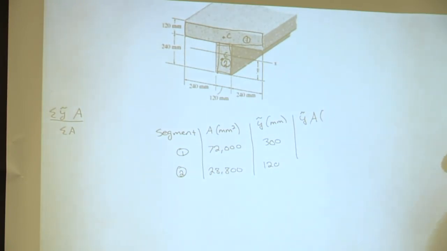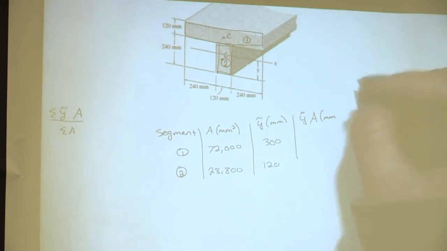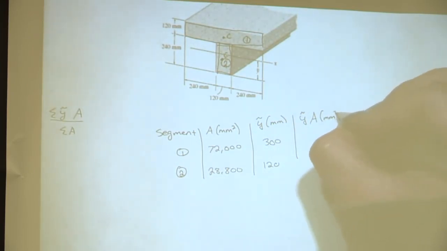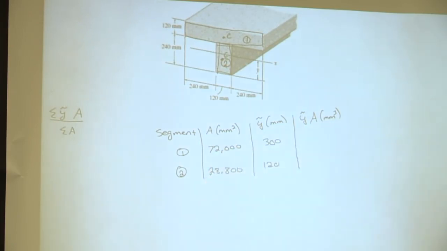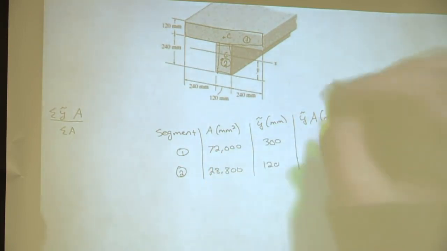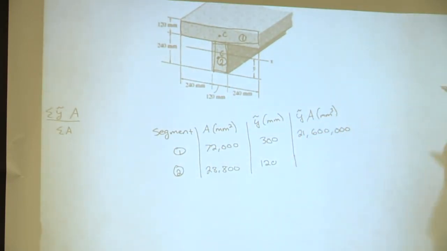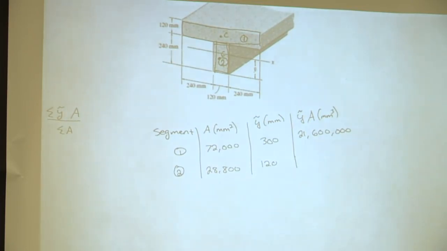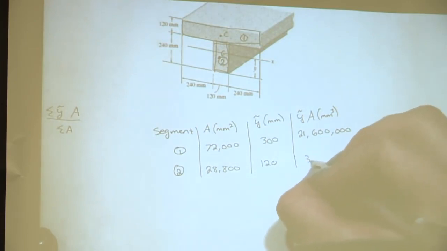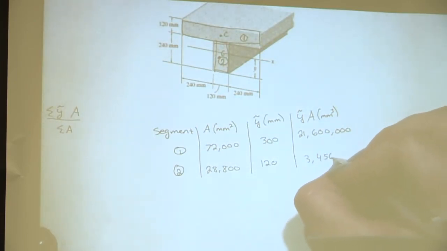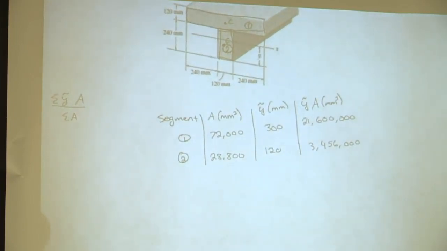Yep, so y squiggly times A. And then what are its units? Millimeters cubed, since we have area times distance. Okay, so 72,000 times 300 is what? 21,600,000. And then 28,800 times 120 is what? 3,456,000. Okay, and then what do we do from here? And you add them up.